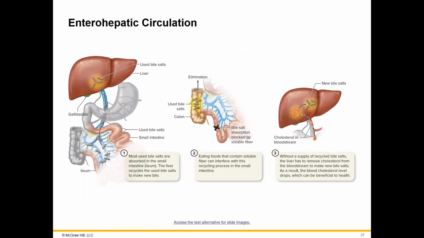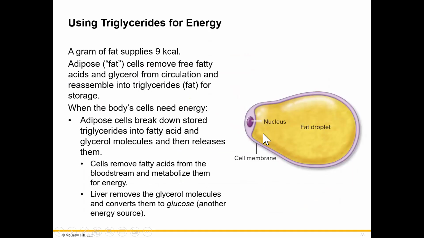Enterohepatic circulation here. Not to get too bogged down in this, but it shows this biliary tree, the bile salts, how they come from the liver and get put into the duodenum of the small intestine, along with that pancreatic lipase that we spoke about earlier.